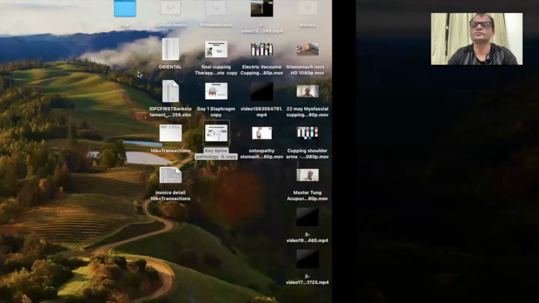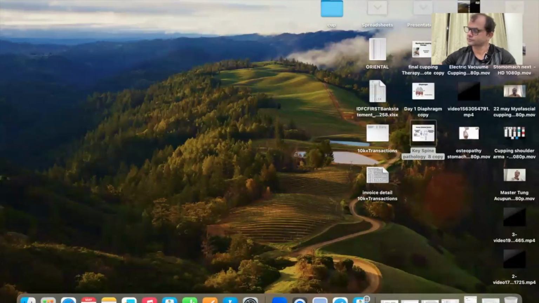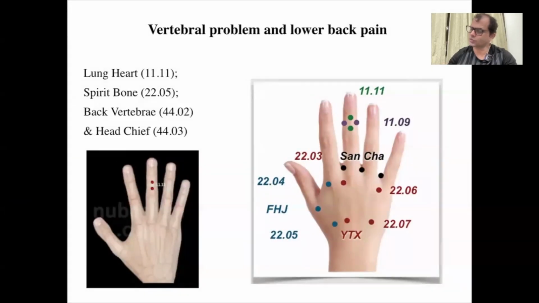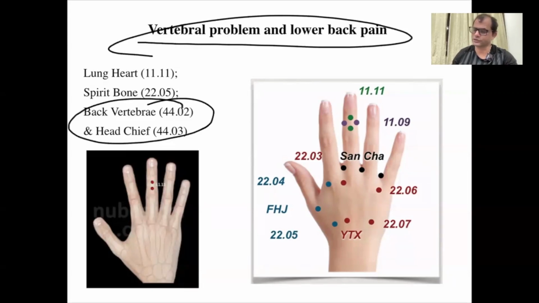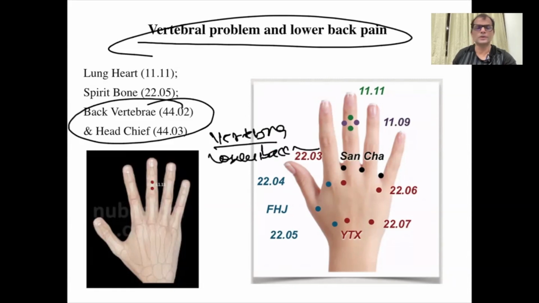So now you can see in this image, अब मैं आपको एक image दिखा रहा हूँ. The person is having a vertebral problem and lower back pain. The point 44.02 and 3, we just saw, that's a very good point for vertebra and lower back pain. Other than that, we already know Lingu is one of the great points. Lingu, हमारा lingu तो बहुत famous है ही.